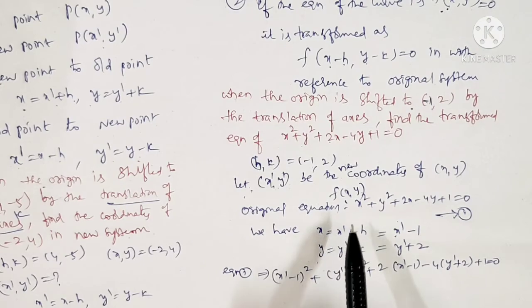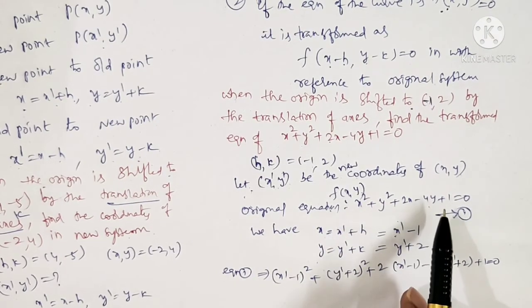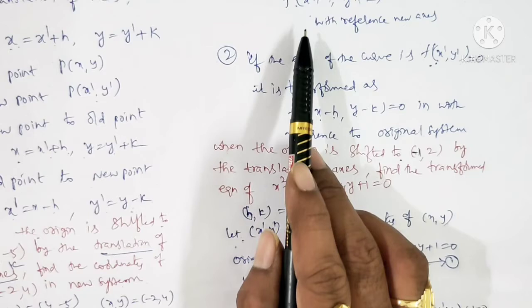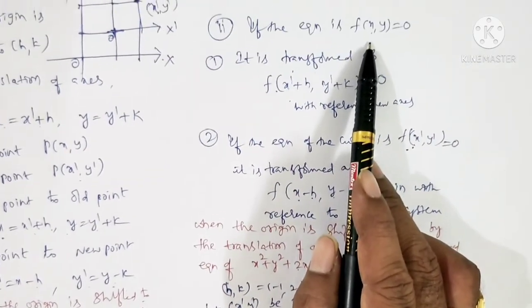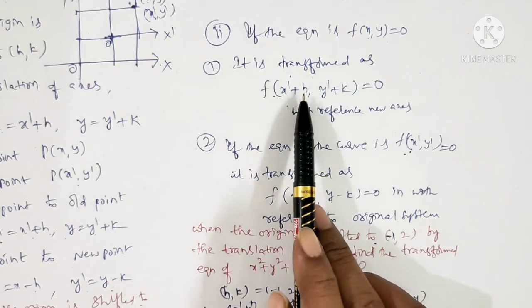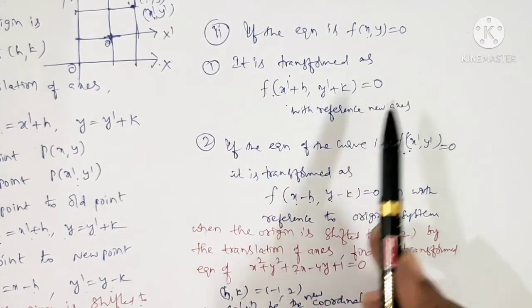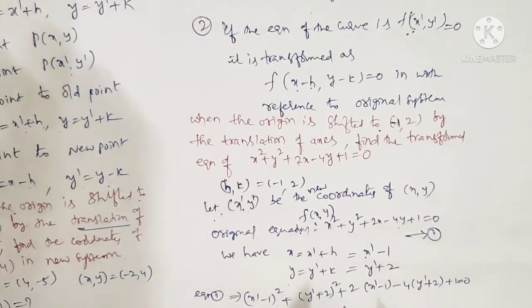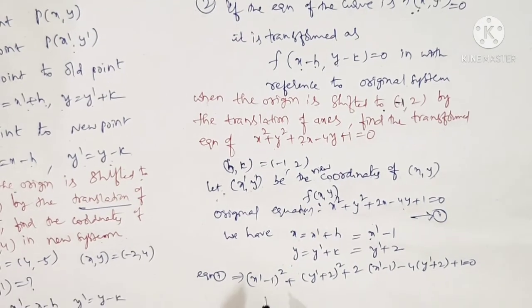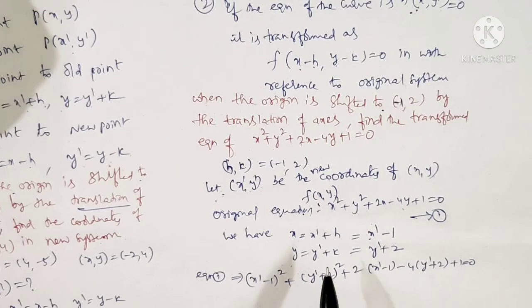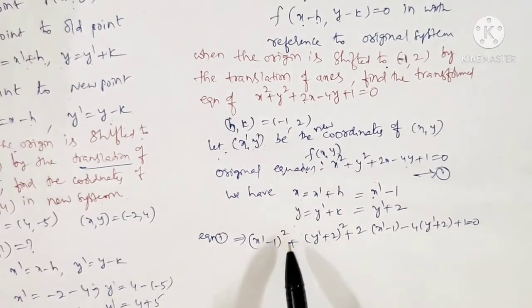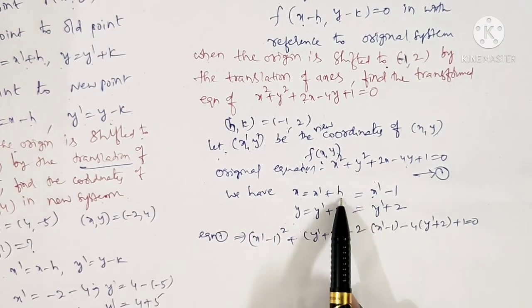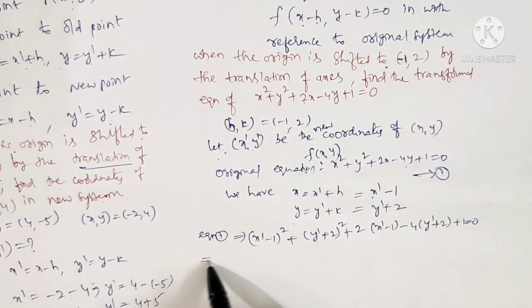The reason is, when we are transforming the equation of the curve from the old to the new system, the old one is f of x comma y is equal to 0, then the new one will be f of x dash plus h comma y dash plus k is equal to 0. So I have substituted x is equal to x dash plus h and y is equal to y dash plus k, where h comma k are minus 1 comma 2. Now we have to simplify it.